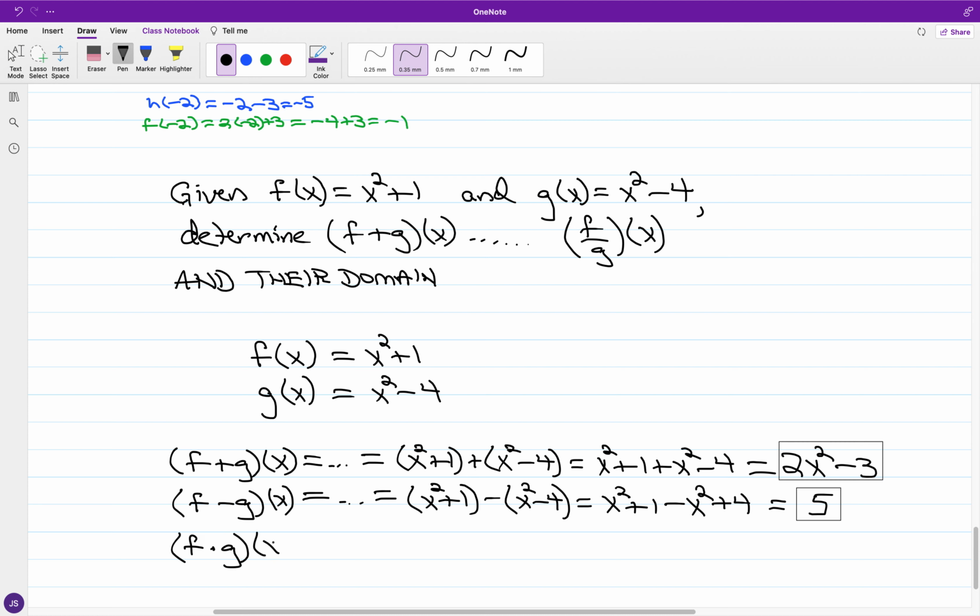And in the case of the product, you have x squared plus 1, all of that times all of x squared minus 4. Foiling out, x squared times x squared will be x to the 4th. Now we combine the outside and inside products, so we have negative 4x squared plus positive 1x squared. Minus 4 plus 1 is going to be negative 3. So you have x to the 4th minus 3x squared, and then minus 4.